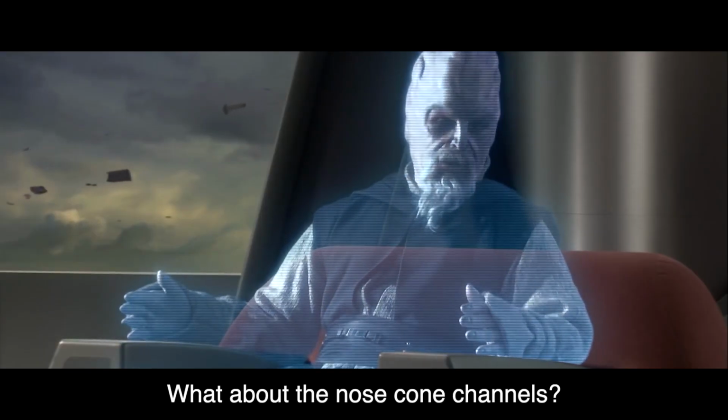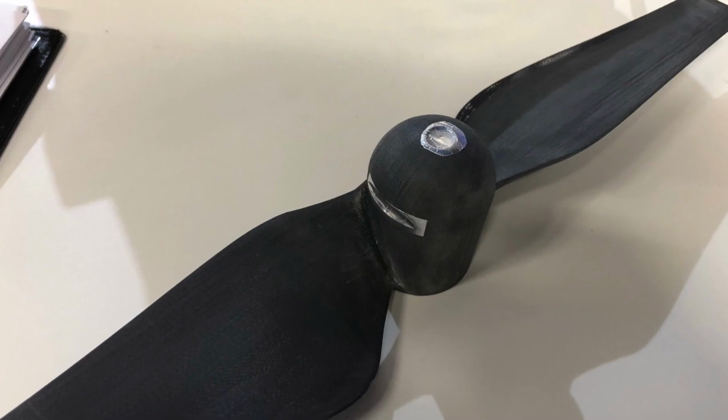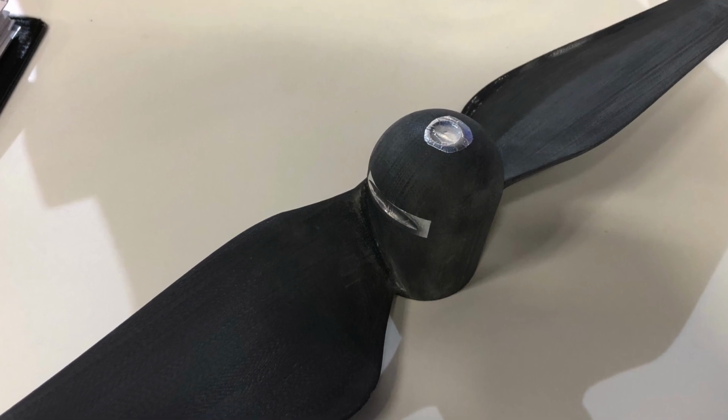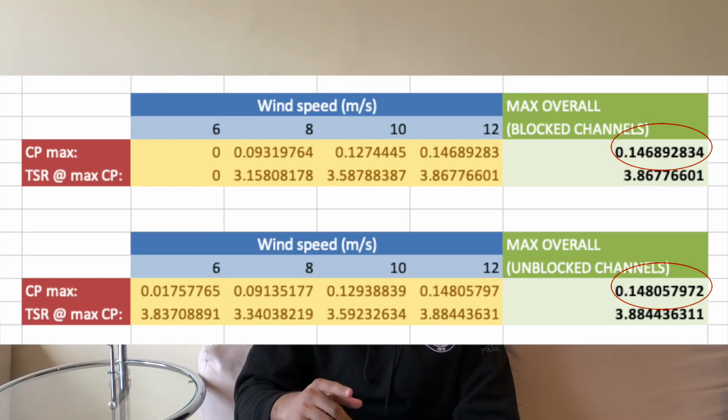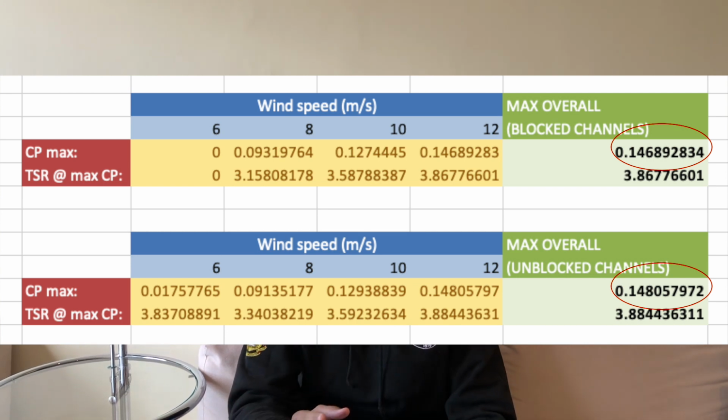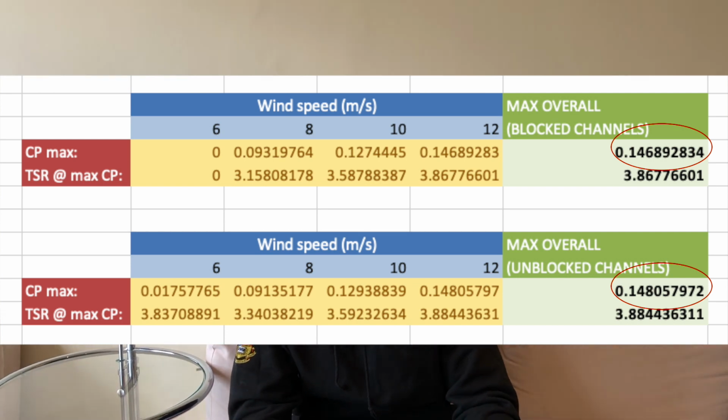What about the nose cone channels? Oh yeah, had completely forgotten about those. To test the channels, we used some tape to cover all the holes and tested the turbine again to investigate the effect of those channels on performance. And there was essentially no difference in the power output or efficiency.